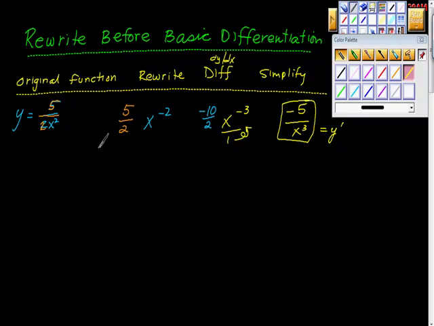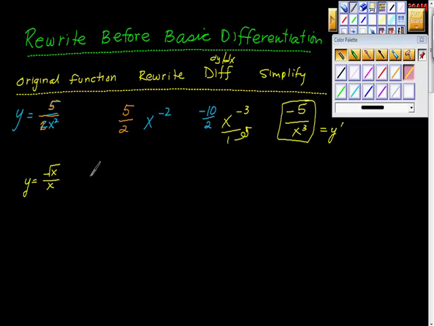So let's take a look at a couple more. Some of them are not quite as obvious. So let me go with a couple that are not quite as obvious. How about this one here? Y is equal to square root x over x.